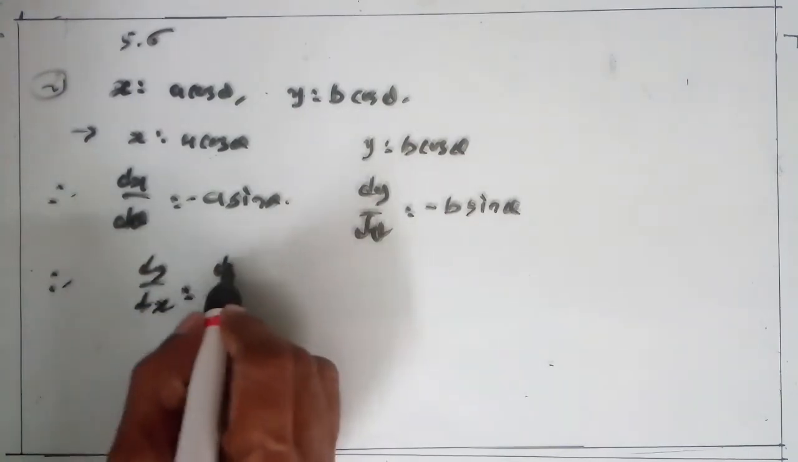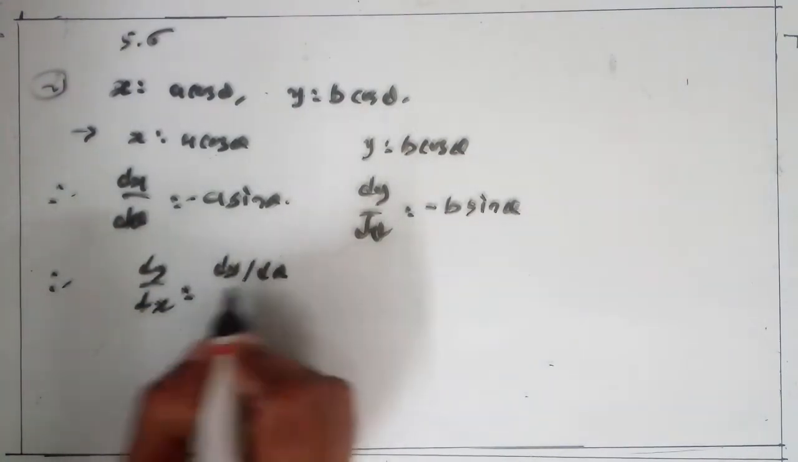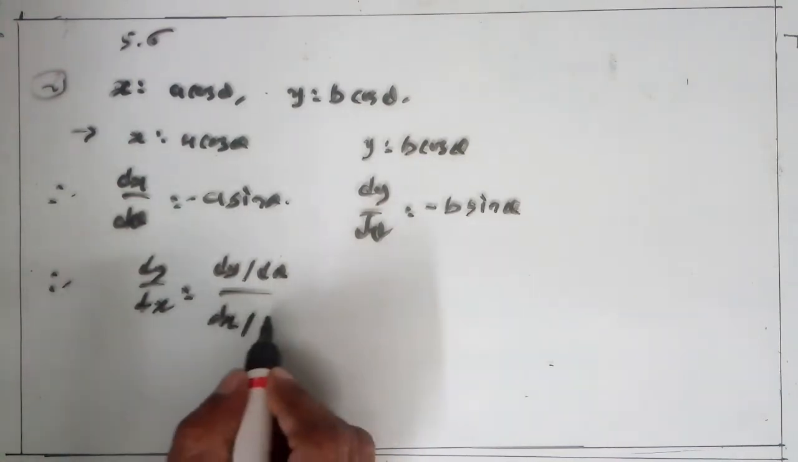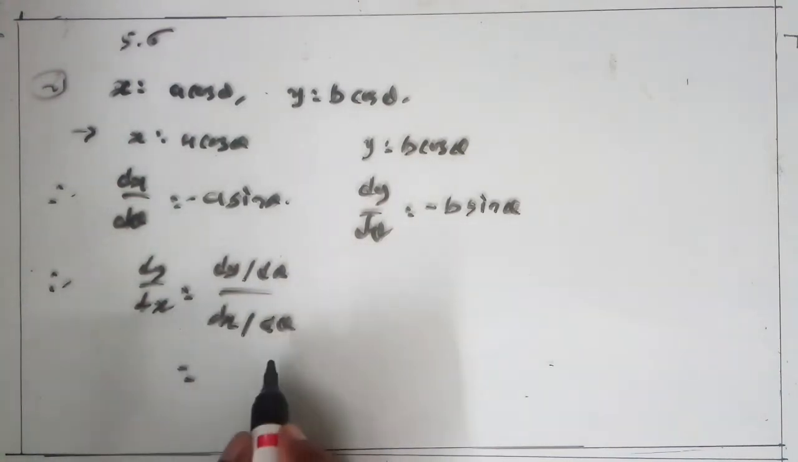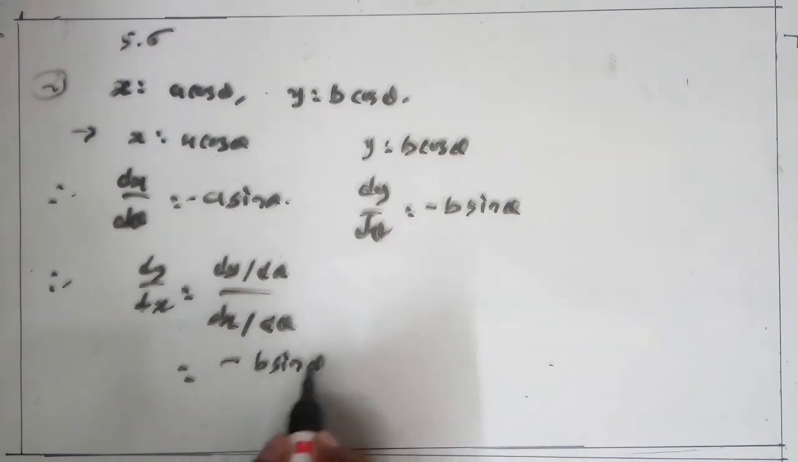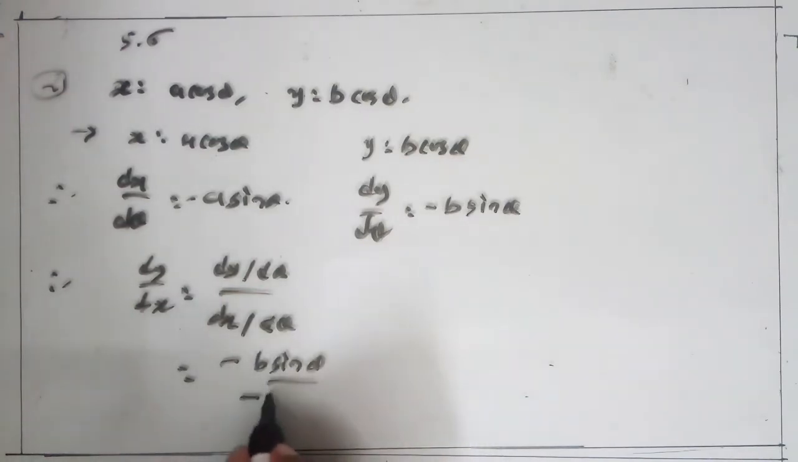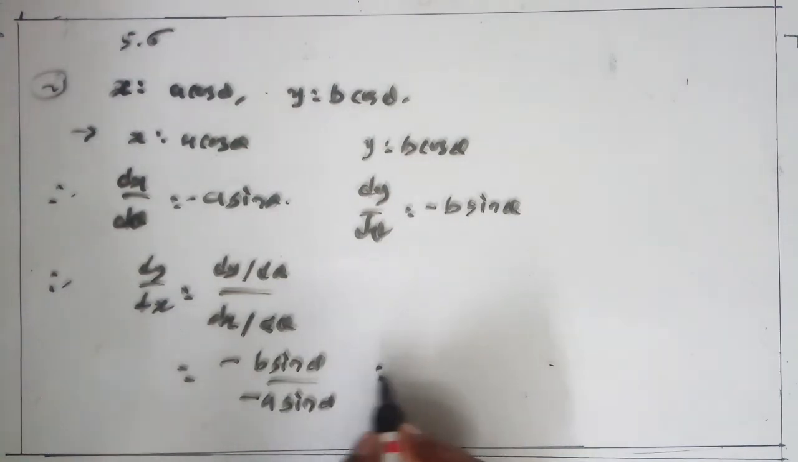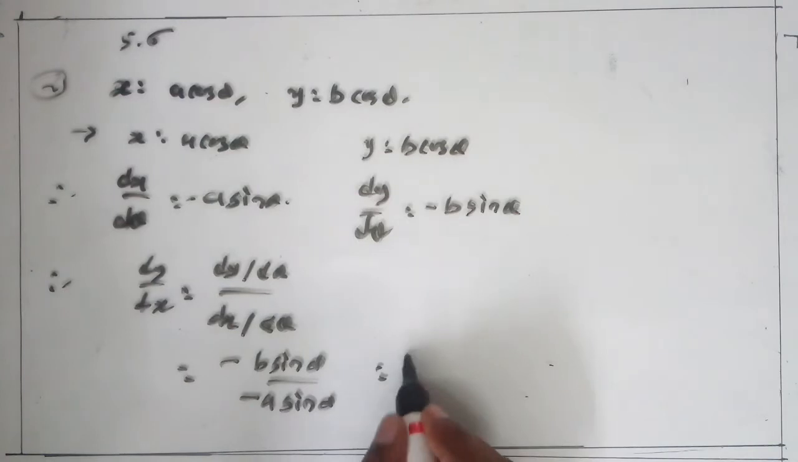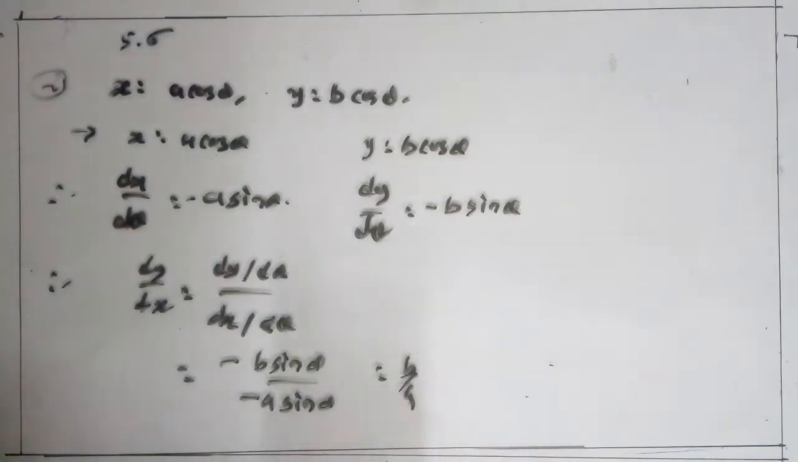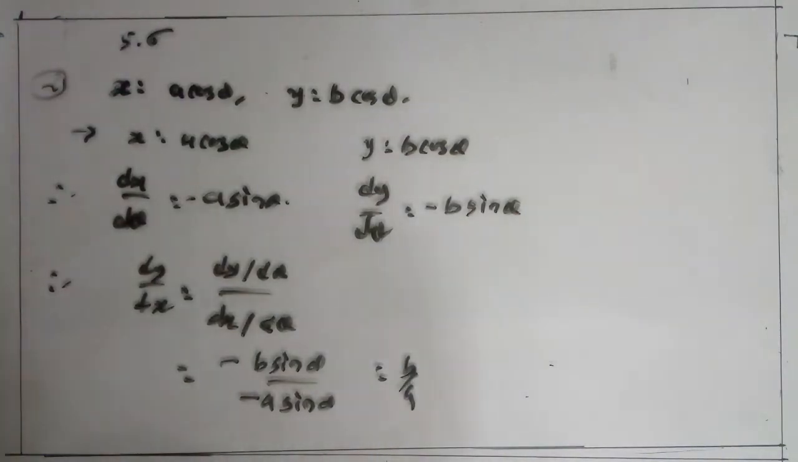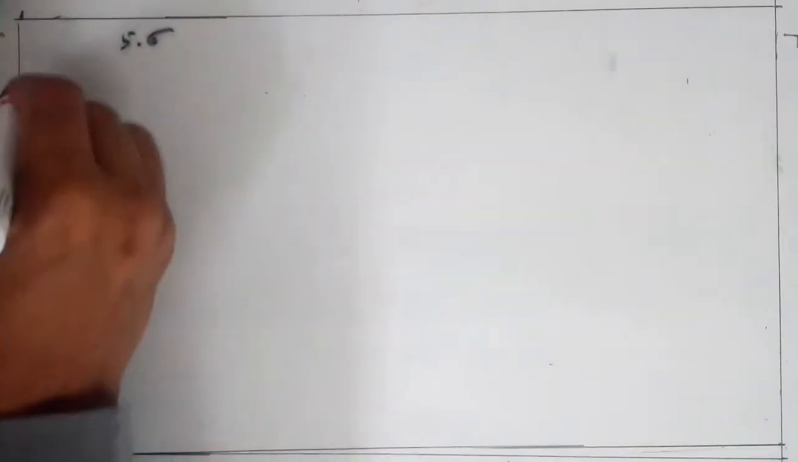Therefore dy/dx is equal to, we know, (dy/dθ) upon (dx/dθ). So dy/dθ is minus b sin θ upon dx/dθ, which is minus a sin θ. sin θ from both cancel, minus minus becomes plus, we get b upon a, that is dy/dx is equal to b upon a. Clear this? Now next, question number 3.